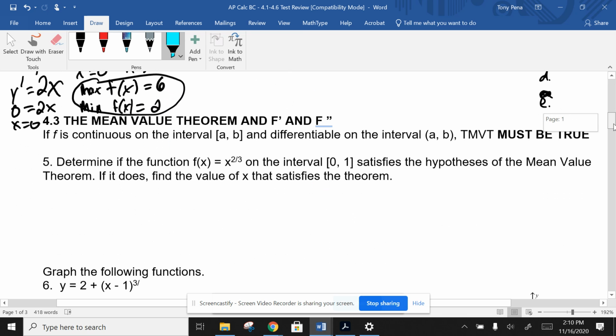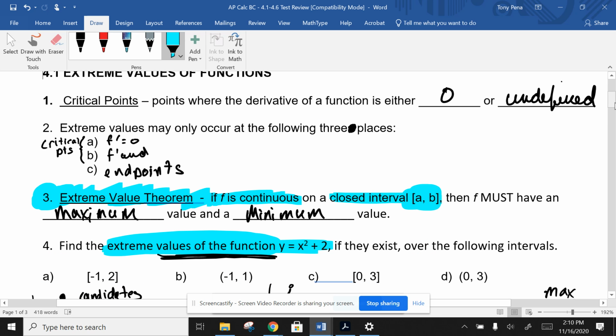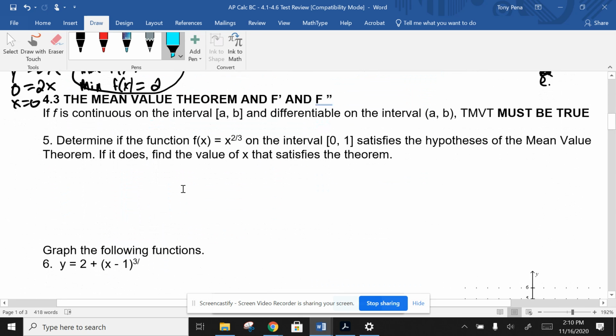All right, and then that was pretty much 4-1. That's when we first introduced critical points, where the derivative is zero or undefined, where we can get maxes and mins. And then we went to 4-3. And one of the things we talked about is what's called the mean value theorem.